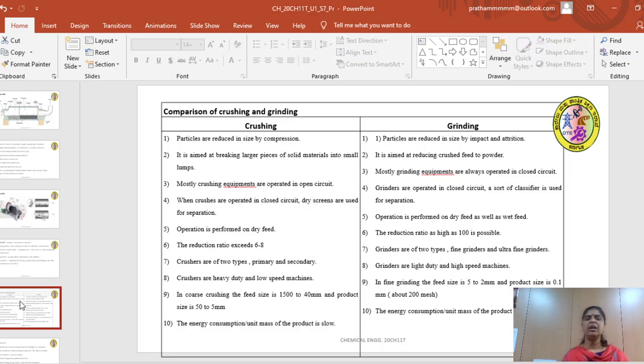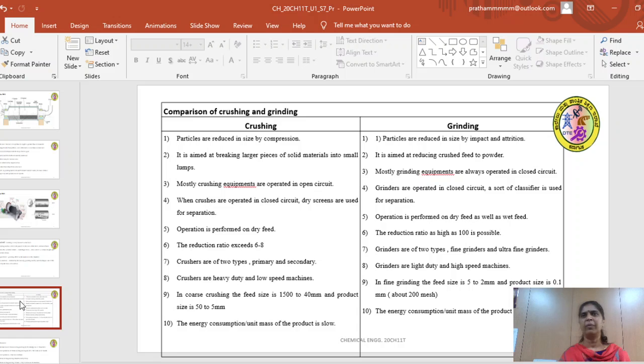In crushing, we aim at breaking larger pieces of solid material into smaller lumps. Crushing gives coarser size particles, whereas in grinding the feed particles are reduced in size and taken in the form of a powder. Grinding aims at reducing the crushed feed to powder, while crushing aims at reducing solids into lumps or coarse size particles.